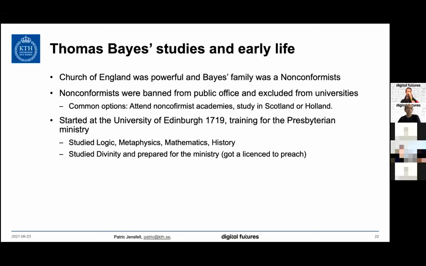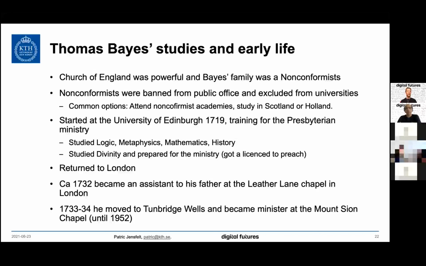So Thomas Bayes went to the University of Edinburgh in 1719, and he trained to be a Presbyterian minister. He studied logic and some other things, and he also studied divinity and prepared to be a minister. By the end of his study, he got his license to preach. Then he returned to London and became an assistant to his father.